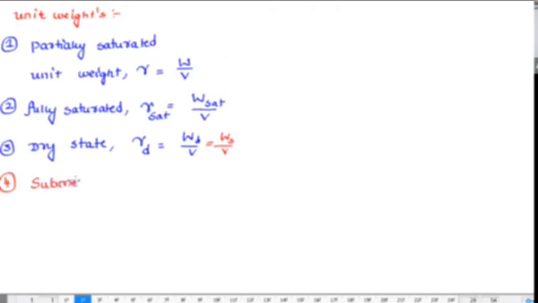So I told you this submerged unit weight is based upon Archimedes principle. Submerged unit weight is represented with gamma dash, and gamma dash is nothing but gamma sat minus gamma w. Okay, so you know that when do you say a soil is submerged? Whatever soil is below the water table, that is saturated and submerged.